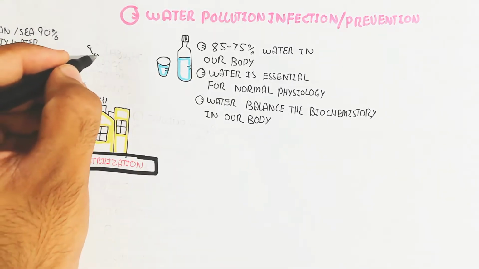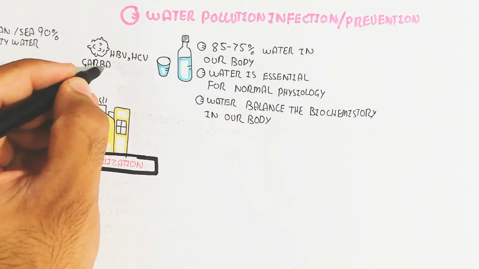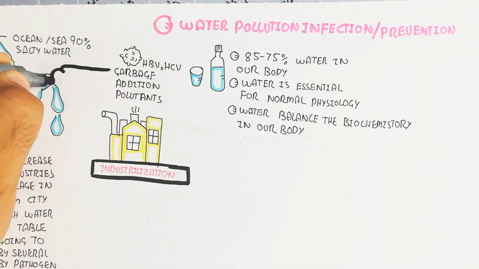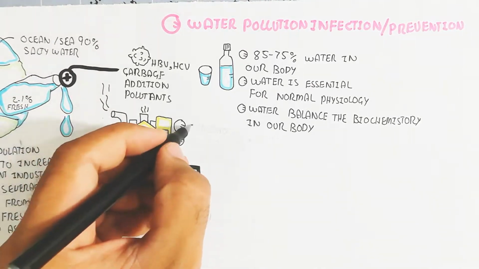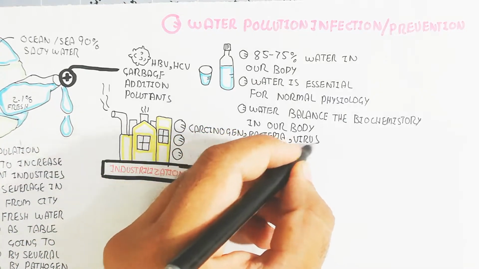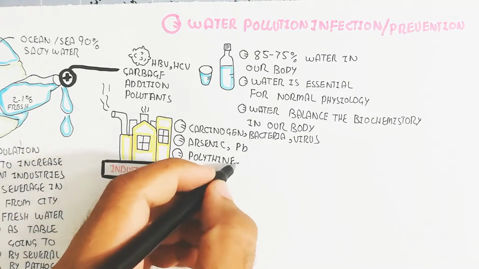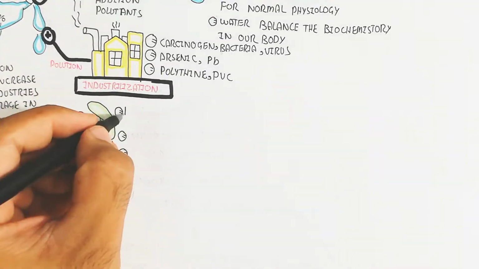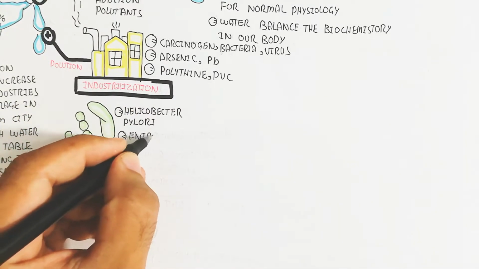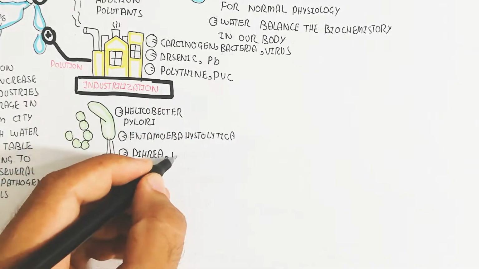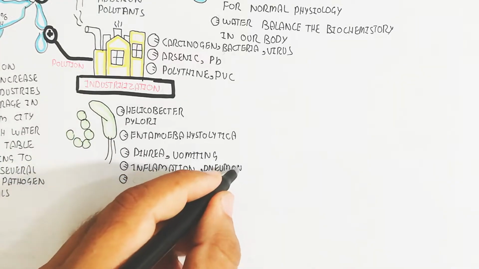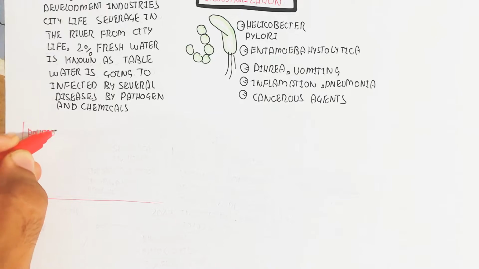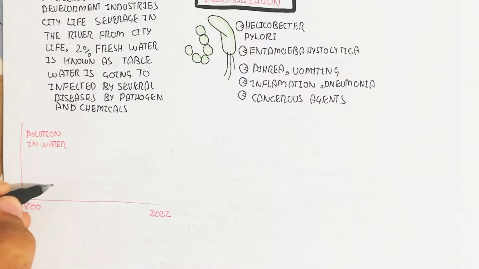The revolutionary changes that led to industrialization increased the chemicals, and the garbage addition leads to pollutants, like the hepatitis B virus, hepatitis C virus, and carcinogens, bacteria, virus and fungi, which lead to infection in our body. Arsenic, lead, and polythene or PVC also cause pollution in the water. Here you can see Helicobacter pylori, a bacterium which causes ulcers in our stomach, and Entamoeba histolytica, which leads to disease, diarrhea, vomiting, inflammation, pneumonia, and cancerous agents added to the water due to water pollution.